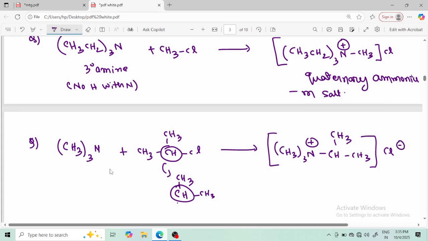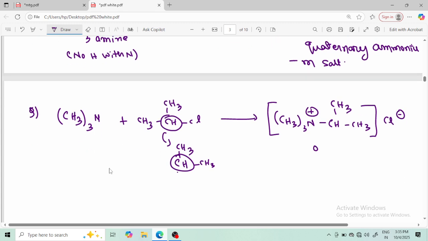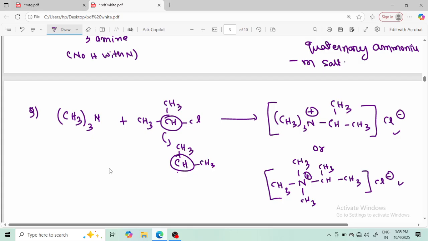Now if you want to draw this in expanded form, it will be something like this, N CH3 CH3 CH3, CH CH3 and CH3. So this is your positive sign, then outside you will get Cl minus. So either you write this first structure or this second structure, both are the same. Okay, so this is also a quaternary ammonium salt. Whenever a 3-degree amine goes for alkylation, it always produces quaternary ammonium salt.